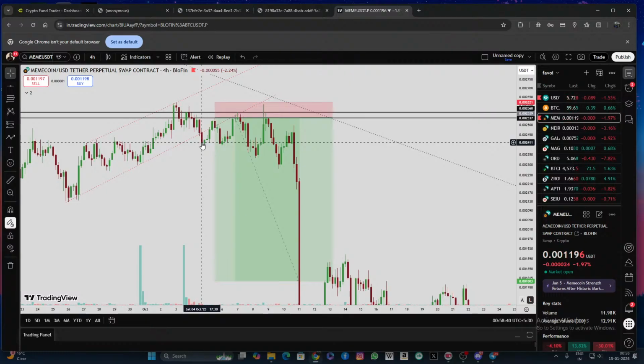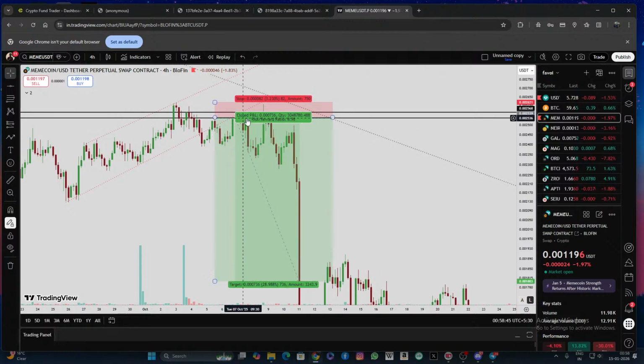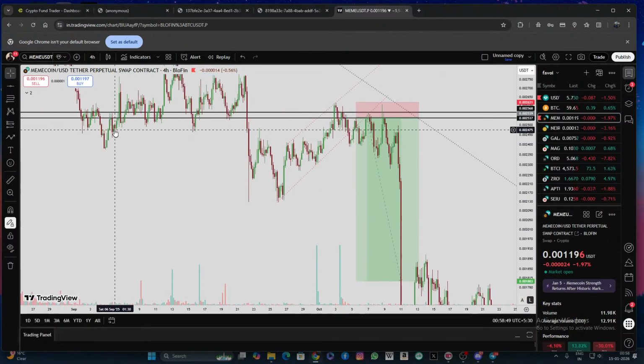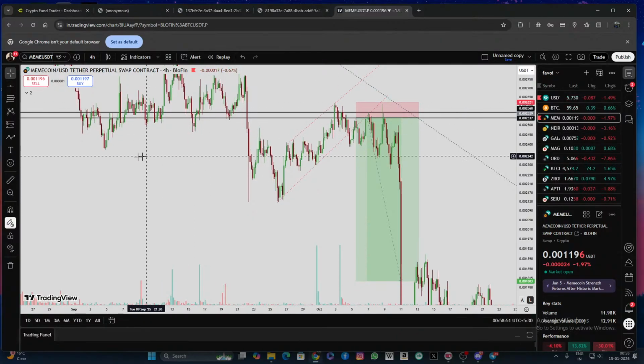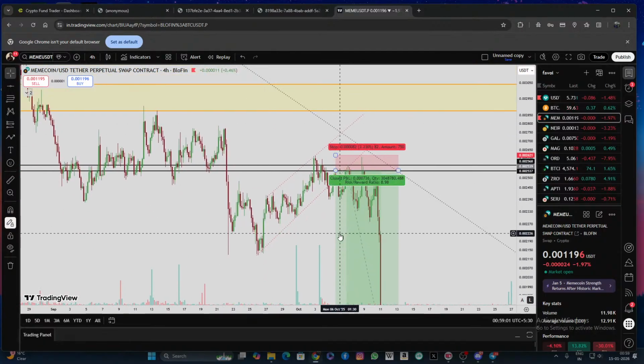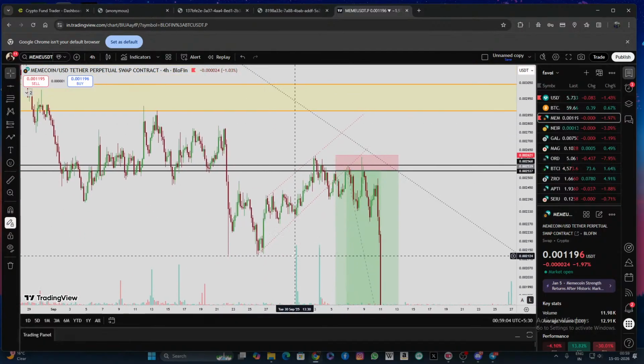Like most of you will say, sir, the 4-hour candle reclaimed the trend line, so we should long. No, why would you long? Because there's a fresh resistance sitting above the market. You see these red candles, you think that's just a normal red candle and it will fill all of those and go to the moon. No, it doesn't work like that.